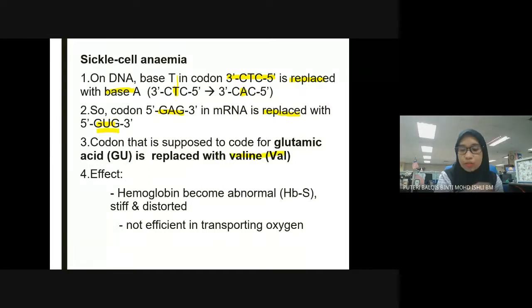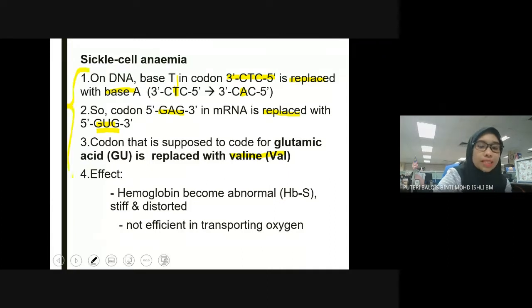Okay, valine. So soalan ni pernah keluar past year question, 3 markah. 3 ke 4 markah, tak lupa dah. Okay, 3 markah. Soalan pernah keluar past year. Tahun bila tak ingat.